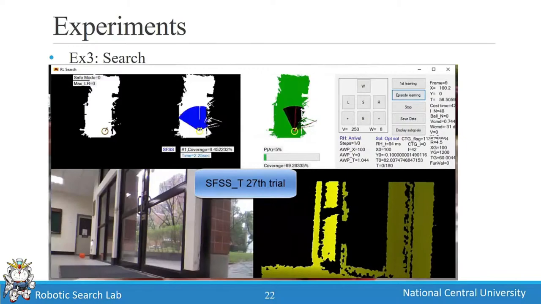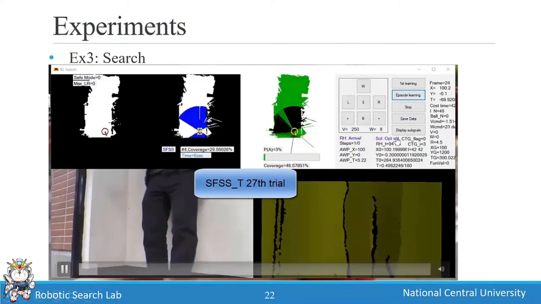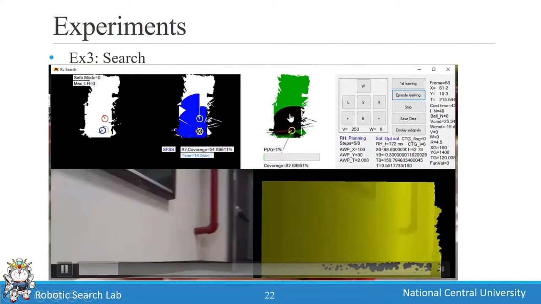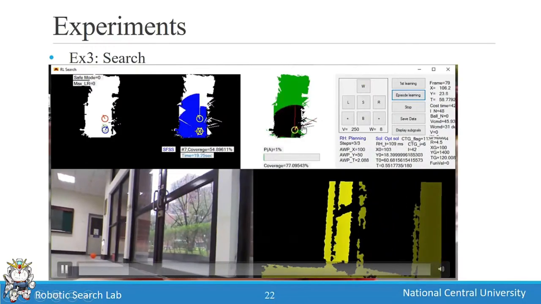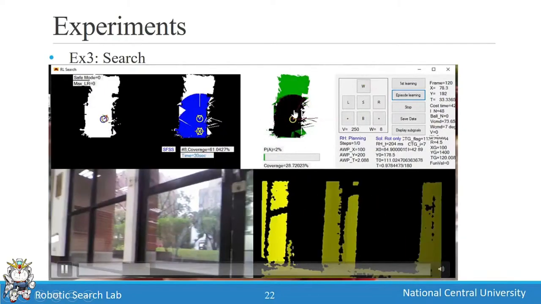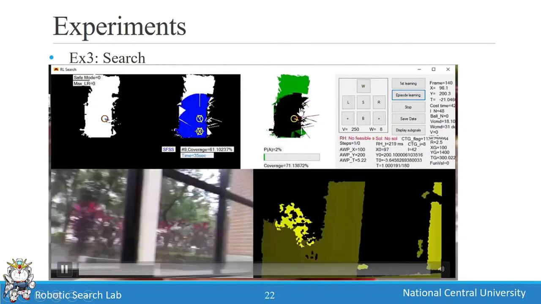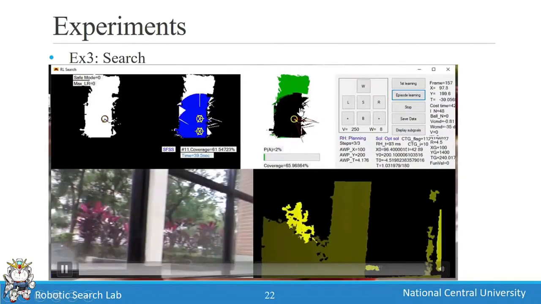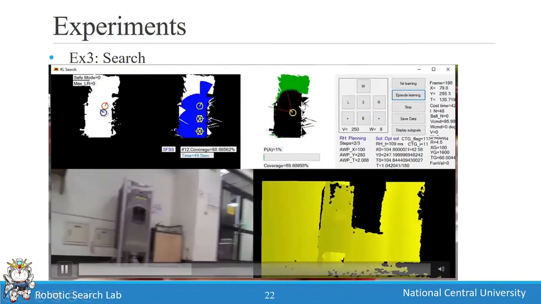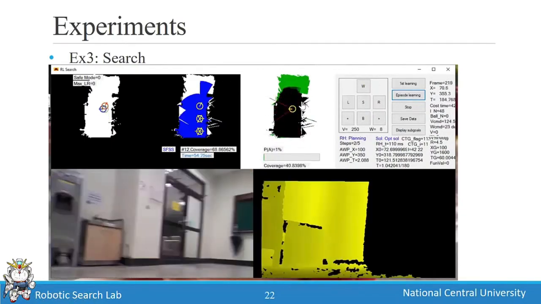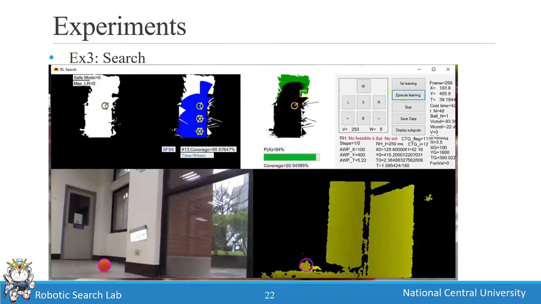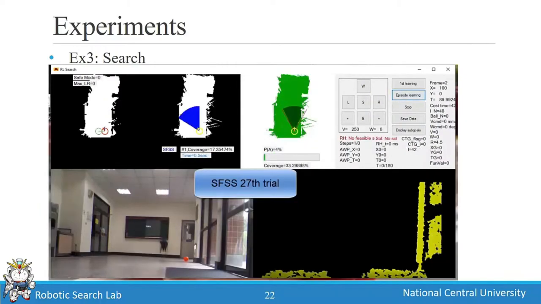For the third experiment, here is the SFSS transfer learning algorithm. In the 27th trial, we find that the robot tries to find the target around here, moves toward this area, then turns around and moves forward. Then the robot starts to detect the target and finishes this episode.